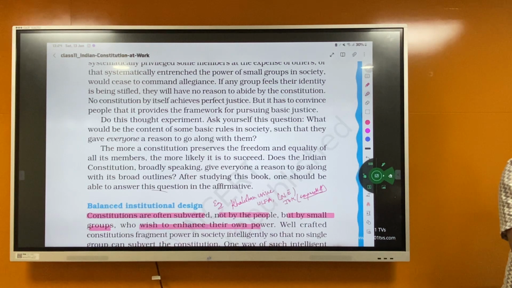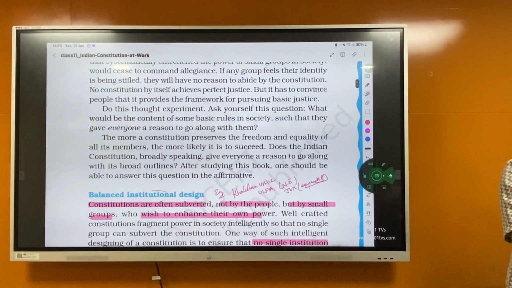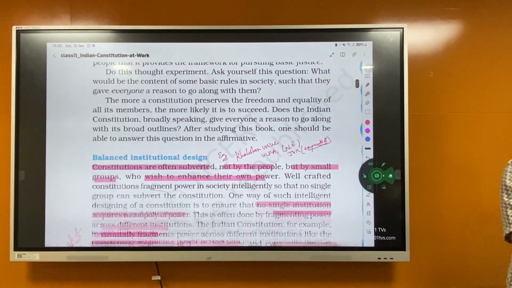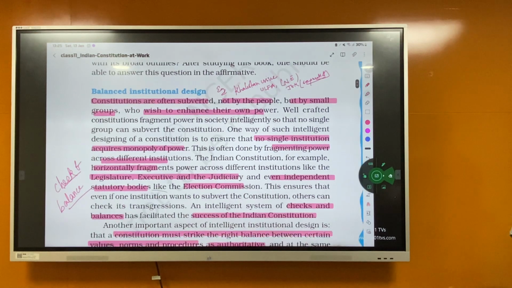Some will be feeling they have some problem. Everyone will have a problem. It's not like that. You cannot keep everyone happy. Simple. Do this thought experiment. Ask yourself this question. Next, balanced institutional design. Read this.